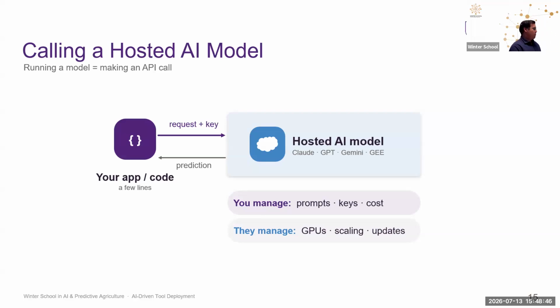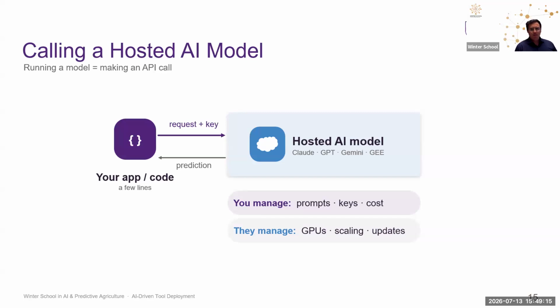In terms of what you are managing as a user and manager of your app, it's things like the prompts, the keys, and the cost, right? Every single interaction will have some sort of cost. The benefit of this is that from the infrastructure side, the actual software and hardware that is running all of these AI models, they are going to be managing things like the GPUs, the CPUs, the scaling, the updates, the cybersecurity, and so on, right?